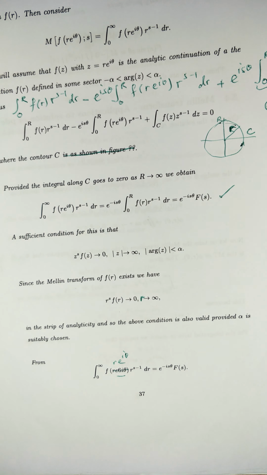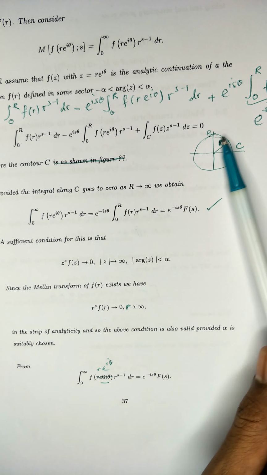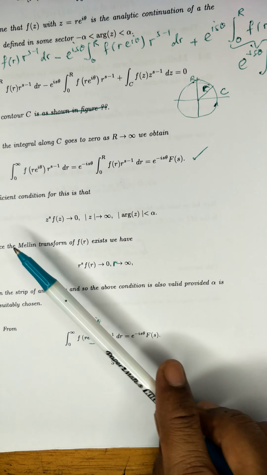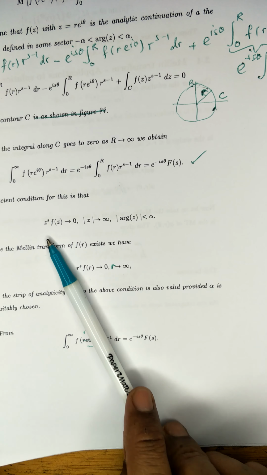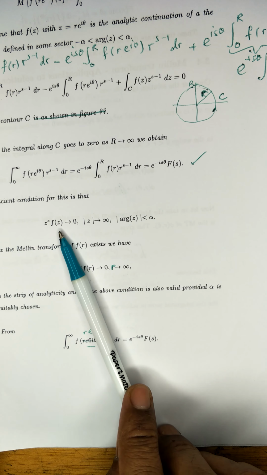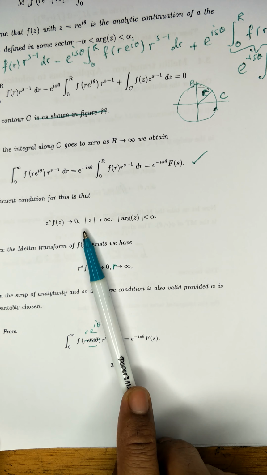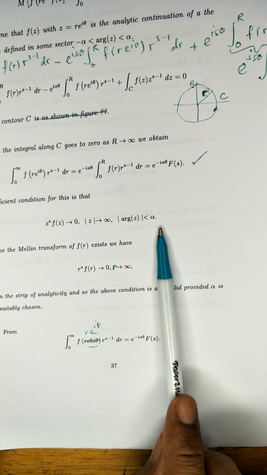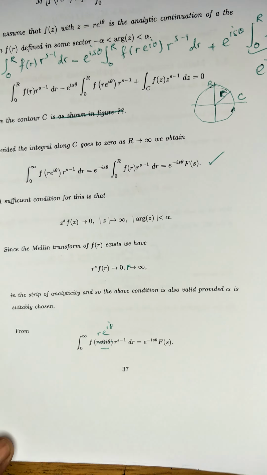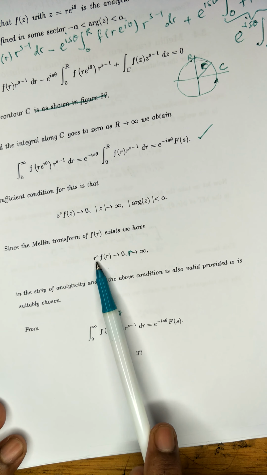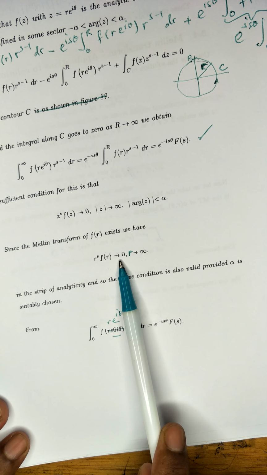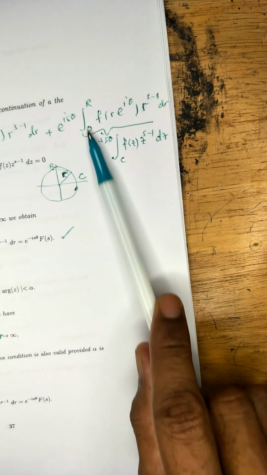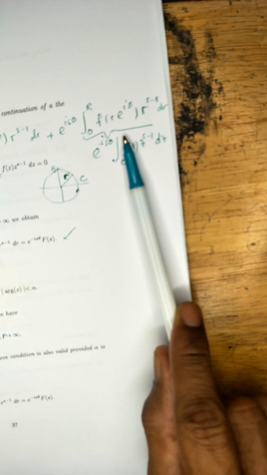In order to obtain the things on the right side here, the sufficient condition is that z^s f(z) goes to 0 as z goes to infinity for the argument of z less than α. Because of that, we have r^s f(r) goes to 0, and we use this property in order to evaluate that this part is 0. So that's why this part is 0 here.